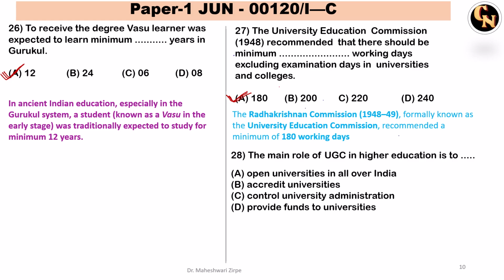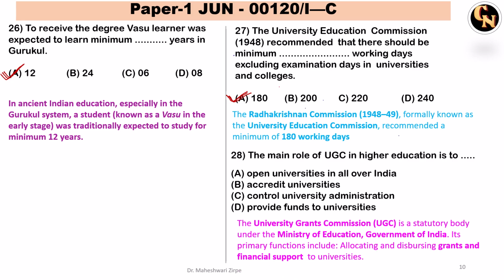Next is, the main role of UGC in higher education is dash. As we know, the main role of UGC is to provide funds. It is financial support that it provides to the universities and higher education. So option D is the correct option, that is provide funds to the universities.